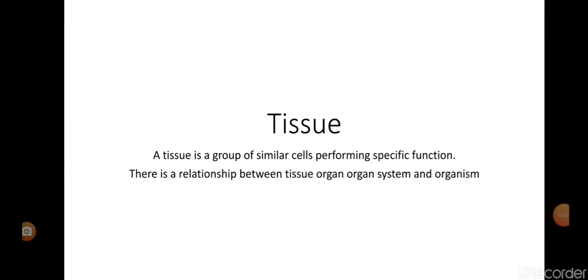So what is a tissue? It is a group of similar cells performing a specific function. When a cluster of cells forms, it develops a tissue. When a cluster of tissues develops, it forms an organ, and when there is a combination of organs, it forms an organ system, and several organ systems form the organism. That means there is a relationship between tissue, organ, organ system and organism.